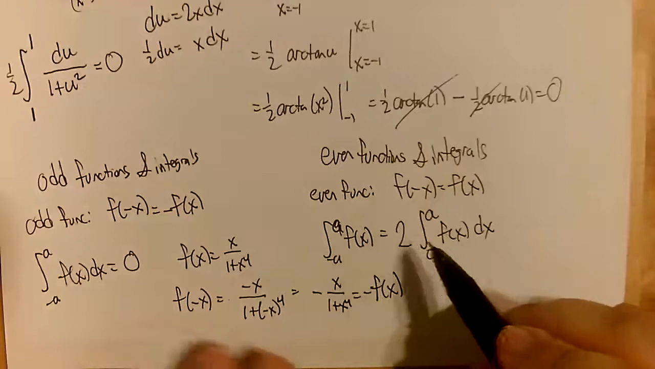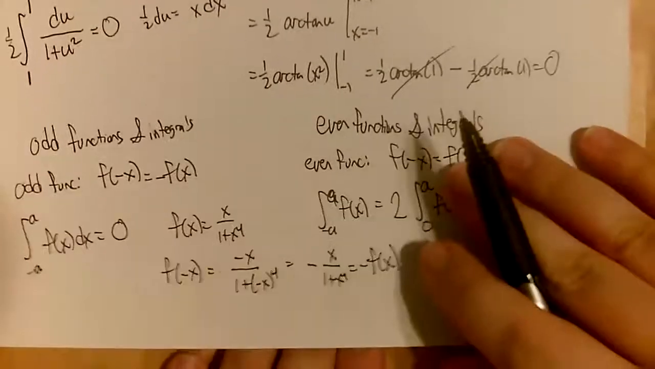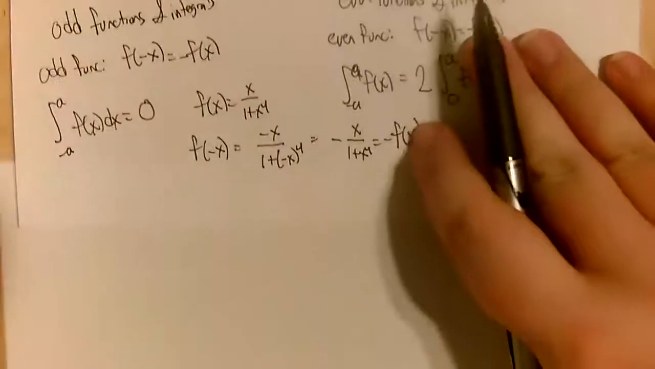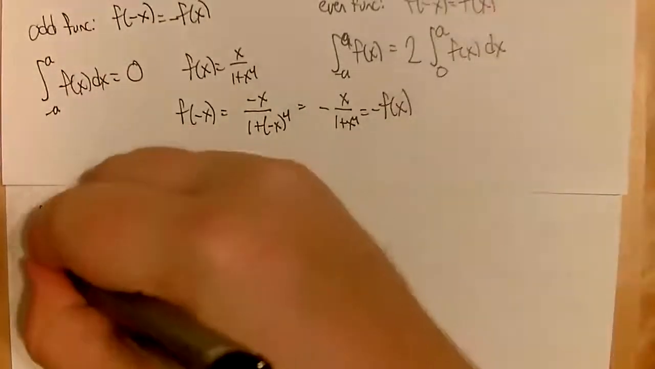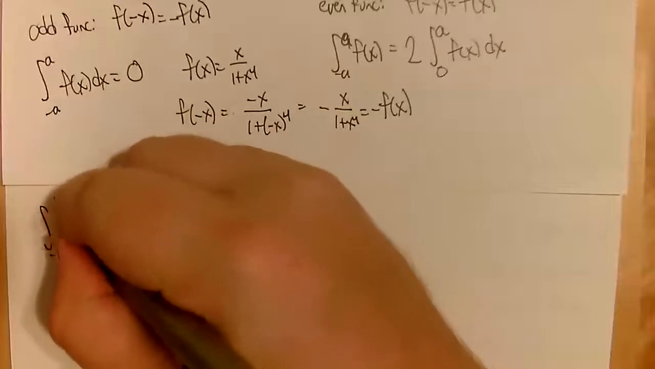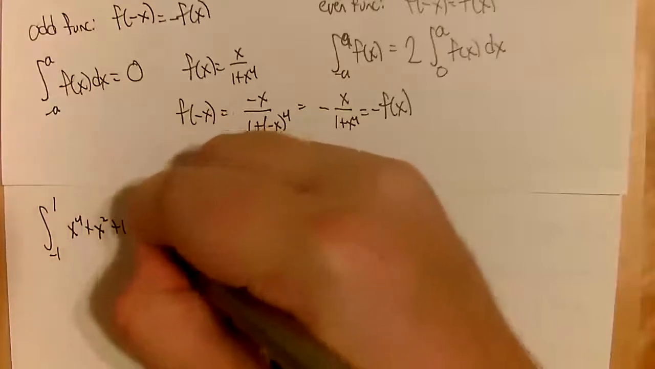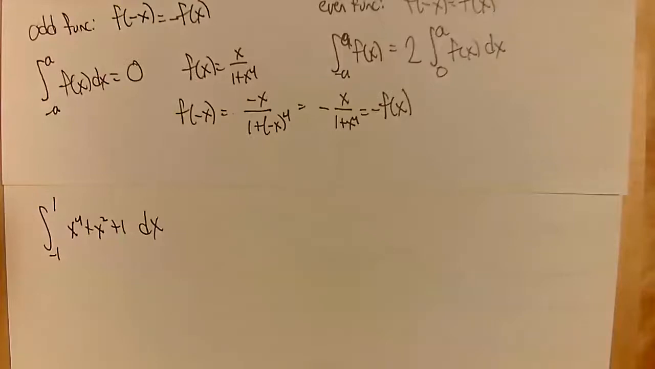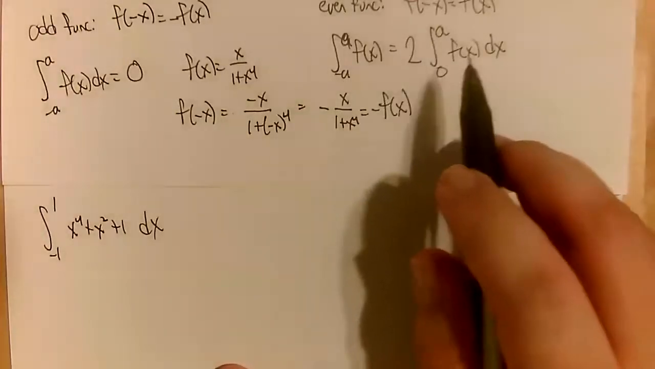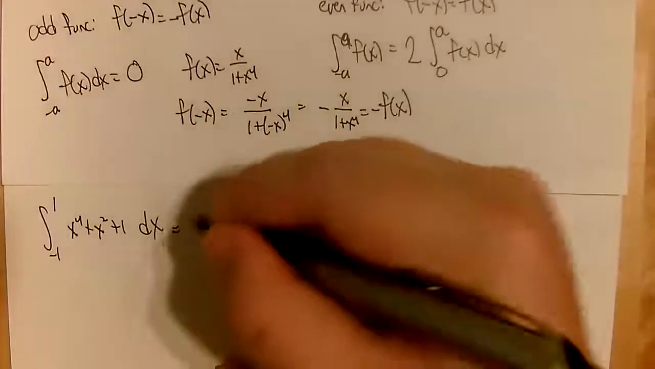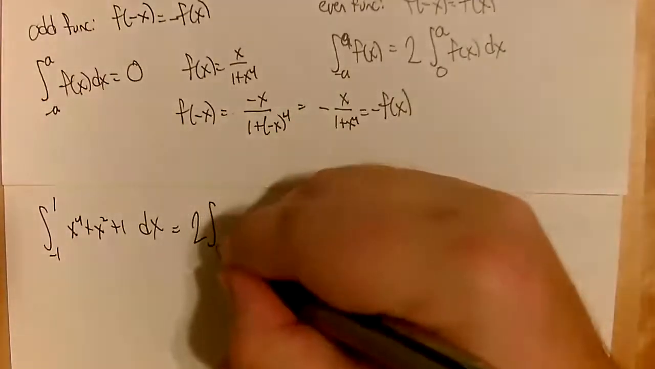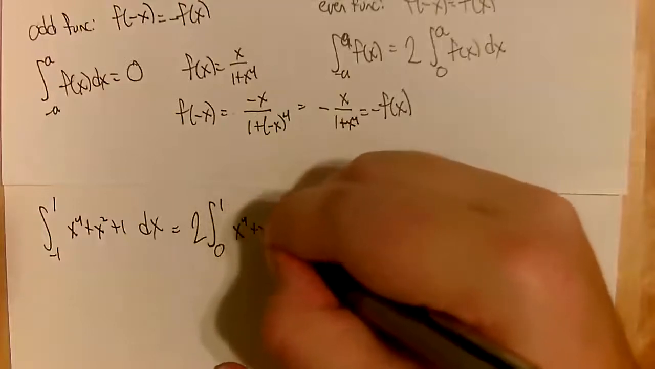All right, so to demonstrate this, let's take a look at the integral from -1 to 1 of x to the fourth plus x squared plus 1 dx. Now, when it comes to polynomials, if all of your powers of x are even, and that includes 0, then your function is going to be an even function. So let's go ahead and use this property right here to help us solve the integral. So this is going to be equal to 2 times the integral from 0 to 1 of the same thing.